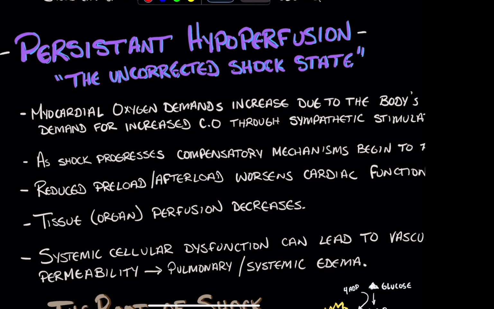So when we look at persistent hypoperfusion, the first thing the body's going to try and do is increase cardiac output, right? So it's going to increase its heart rate. It wants to increase that preload, stretch the heart, and try to get more blood volume to leave the heart. And what that ends up doing is increasing the myocardial demand for oxygen.